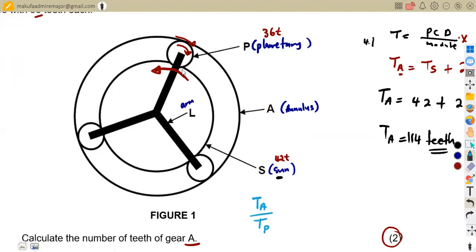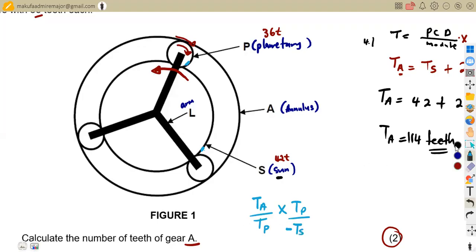Then now what is happening between the sun gear, that is inside, and the planetary? What is happening? The sun gear is going anti-clockwise, while the planetary is going clockwise. So it's gonna be the planetary, which is the driven in this case, which is going clockwise, over the driver, which is the sun gear in this case, which is going anti-clockwise. So it's gonna be minus TS. So that is what you're going to end with.